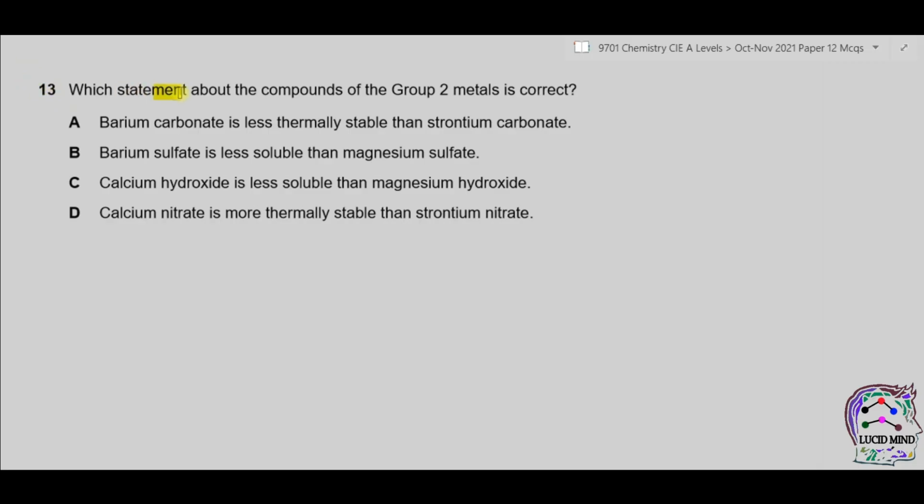Question 13. Which statement about the compounds of group 2 metals is correct? In part A we have stability of carbonates. In part B we have solubility of sulfates. In part C we have solubility of hydroxides, and in part D we have stability of nitrates. So for group 2 you should remember these. For carbonates, stability increases down the group.